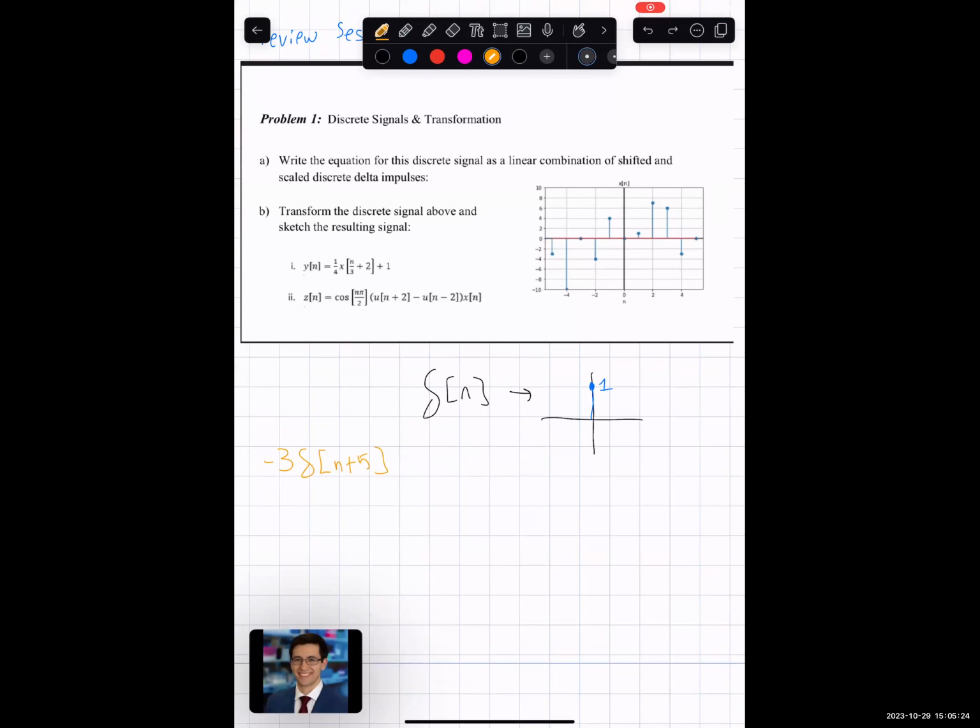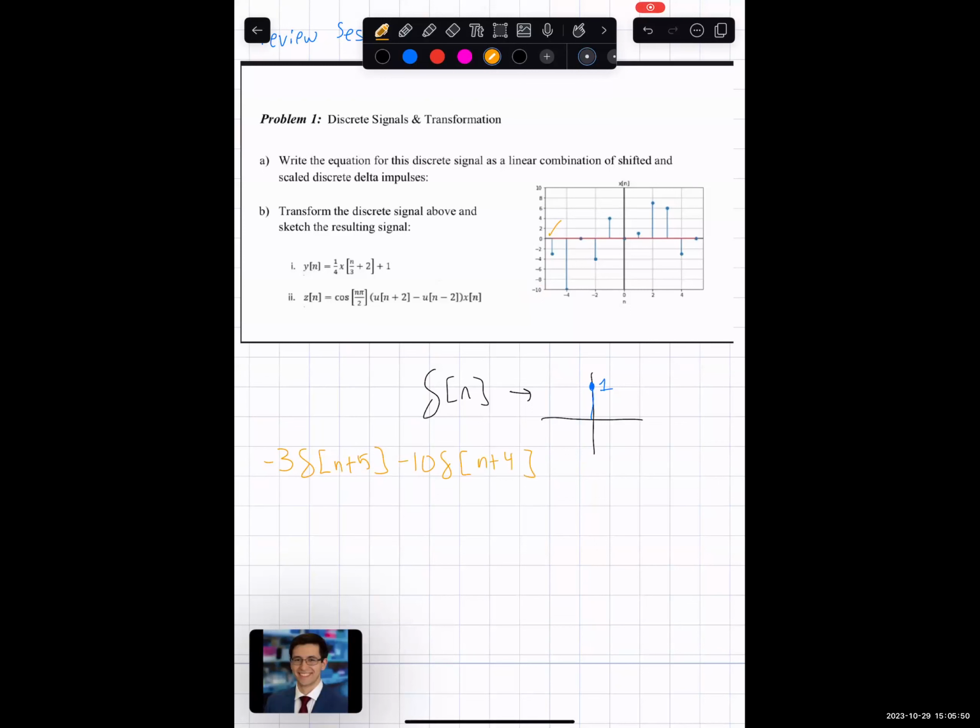Okay, so moving on, we can do a bunch of these for each single lollipop and add them all together to get our total x of n. Now we've done this first one, so we'll put a little check, and let's move on to the next one. We're going to say -10, because that's the amplitude value. And then our delta function, shifted 4 units to the left, so it's going to be n plus 4.